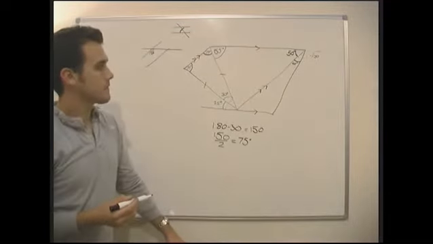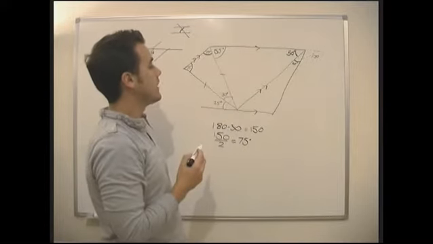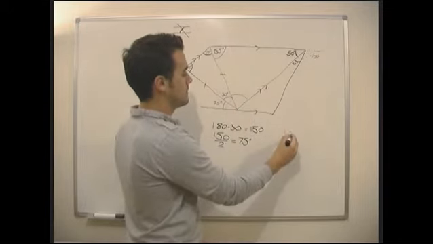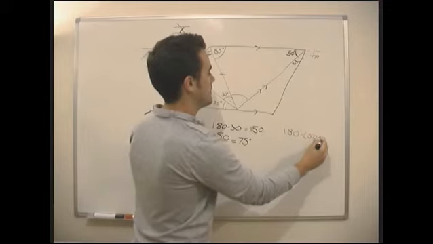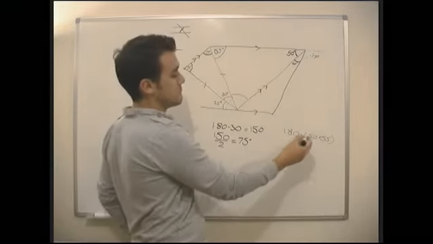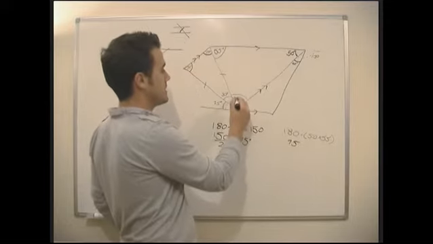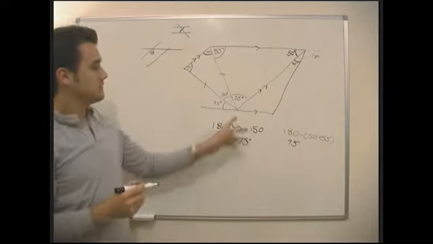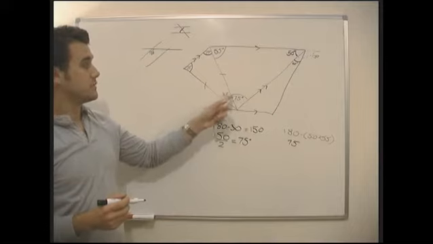Okay? Which means we can work this angle out down here. So if this is 50 and this is 55, this must be 180 minus 50 and 55. Okay? So this must be, what's that, 105? So this must be 75. So this angle here will be 75 degrees. Okay? Coincidence, it's the same as that one.